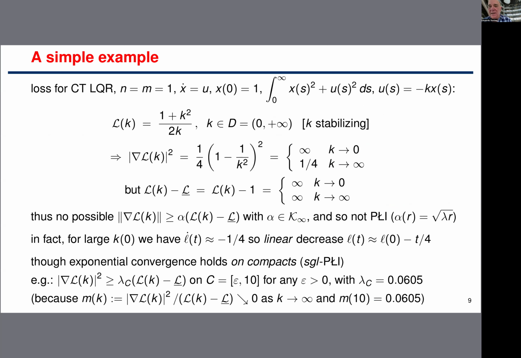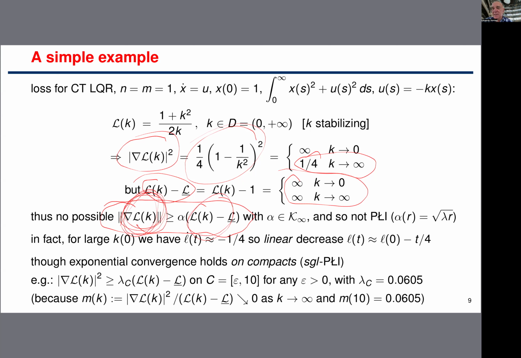So in that simple example, I realize I'm speaking slower than usual. You can actually see what the loss function looks like. One thing you can see is that the loss function itself, the relative loss, goes to infinity as the feedback matrix either goes to 0 or to infinity in the high gain limit. On the other hand, the square of the norm of the gradient of the loss is bounded as k goes to infinity. That's easy to see by looking at this example. It means that it's impossible to have an estimate like this with any class K infinity function, and certainly not with a square root as in the case of the PLI inequality, because if this thing is bounded and this thing is going to infinity, if alpha were class K infinity, that would be a contradiction.